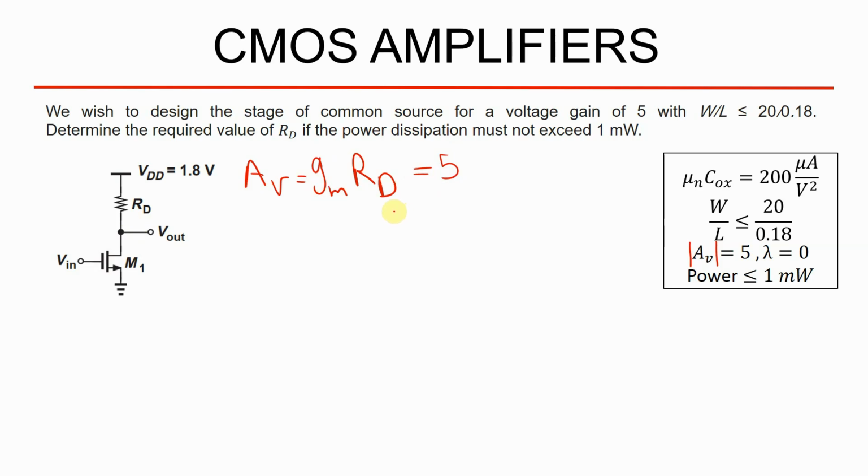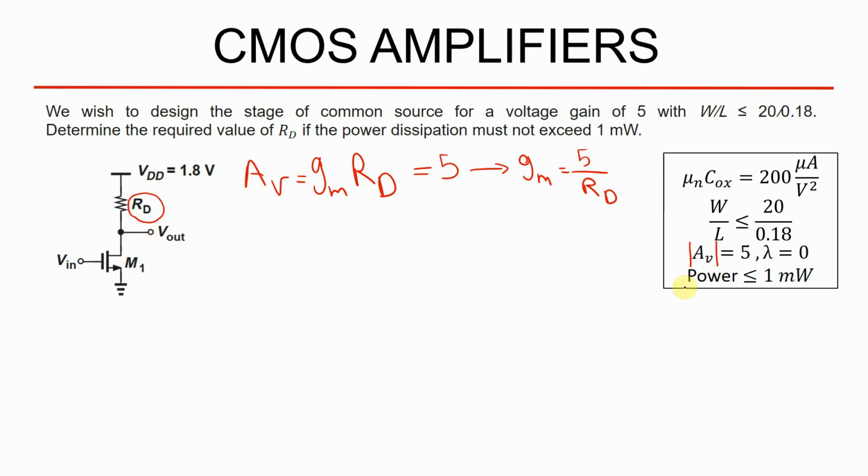in this problem. And from this formula, I can extract that GM equals 5 divided by RD. So I have GM with respect to RD, and I'm looking for RD by the end. This is my unknown that I'm going to have to take care of.